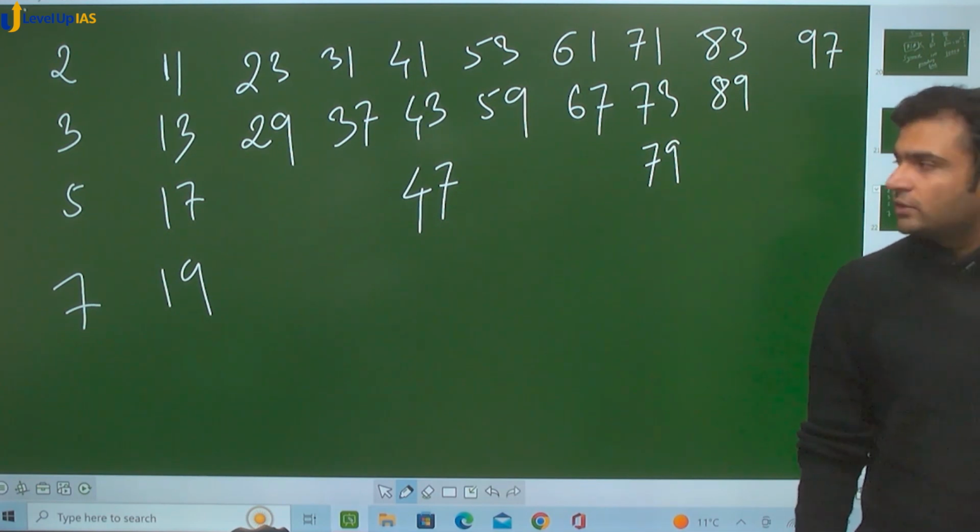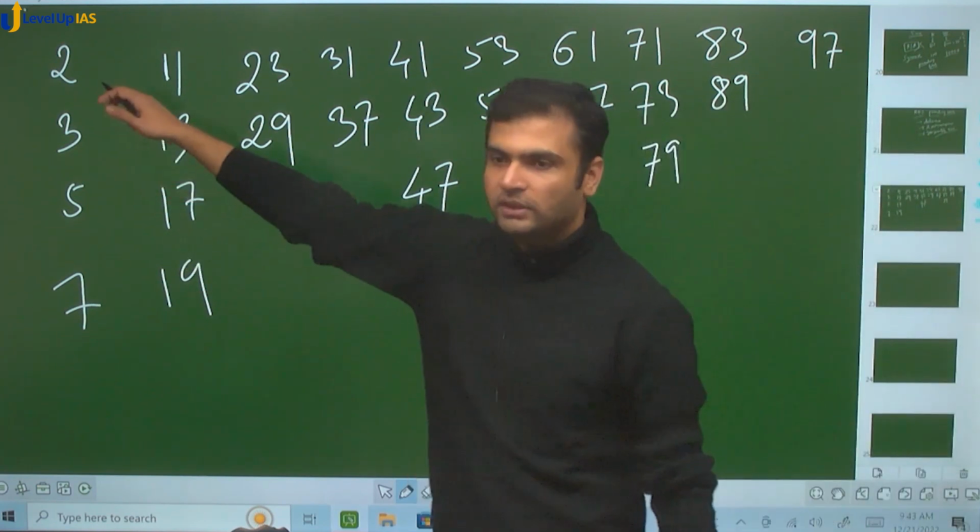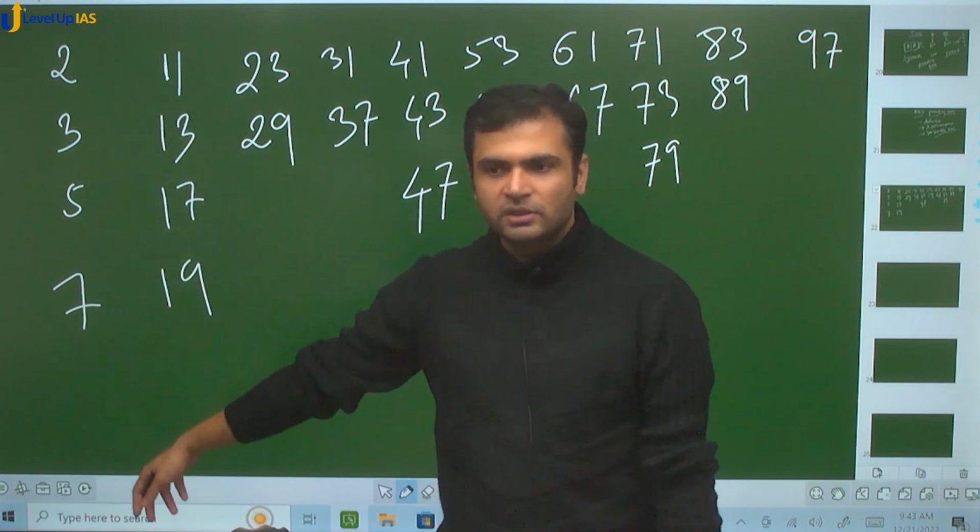Anyway, Aristophanes क्या बोला है? बस इनसे चेक करना है. If the number is not divisible by these numbers, then it is prime.